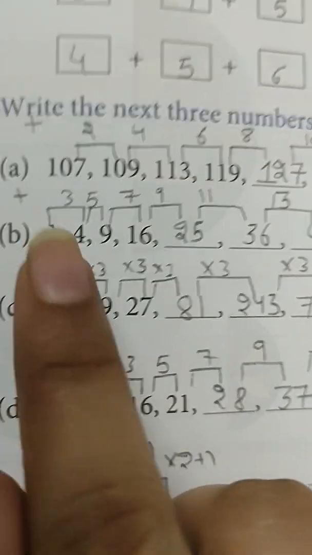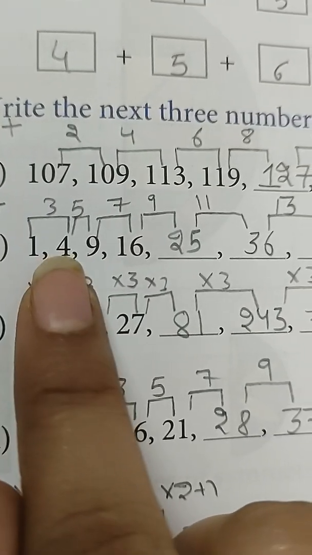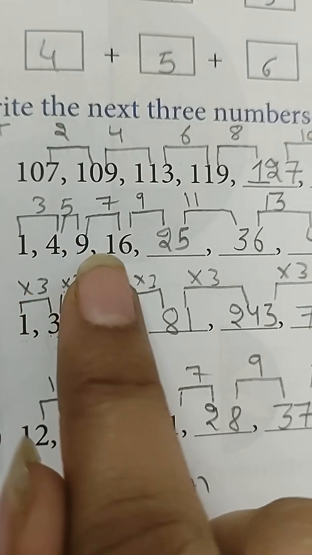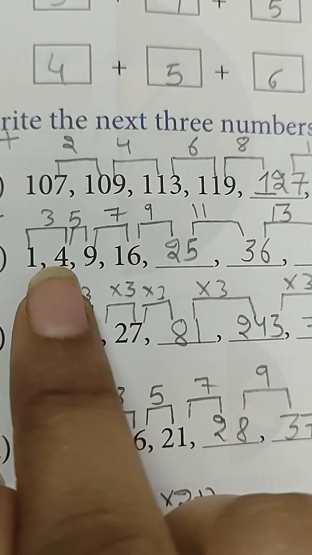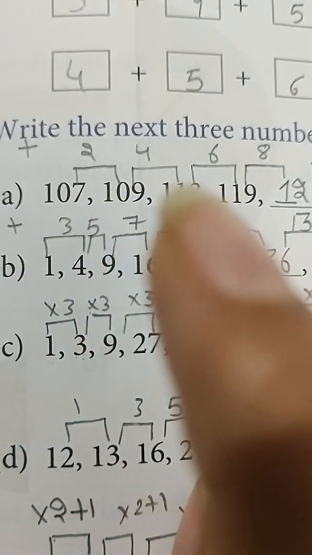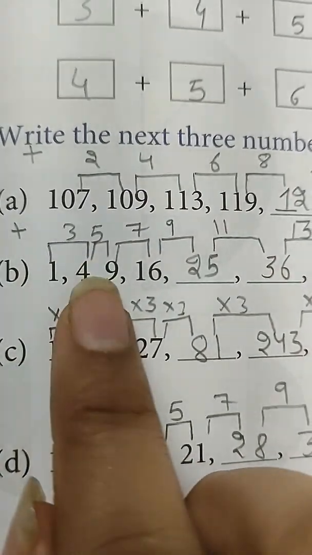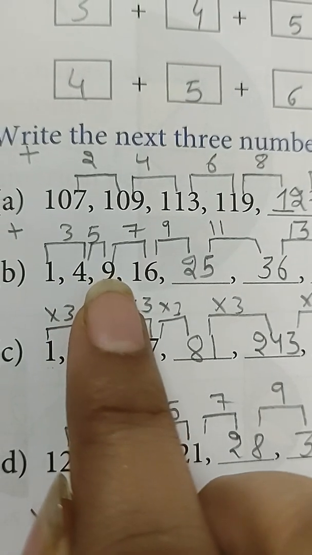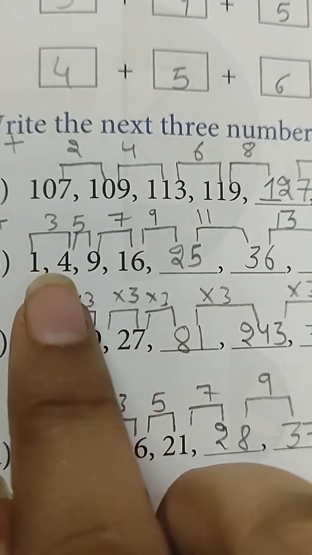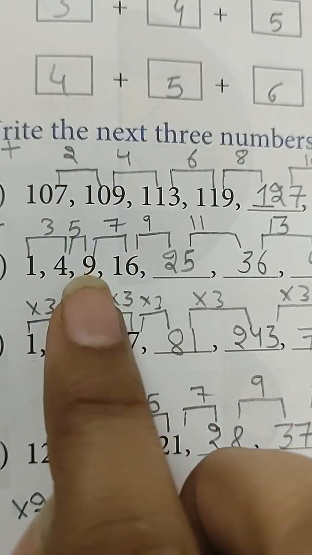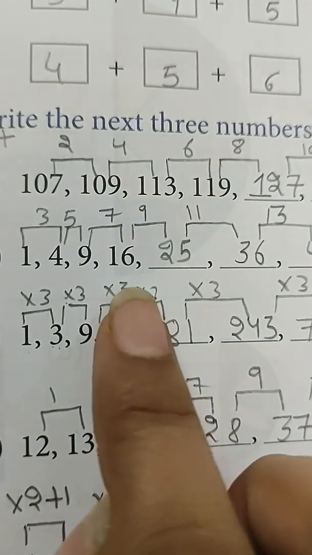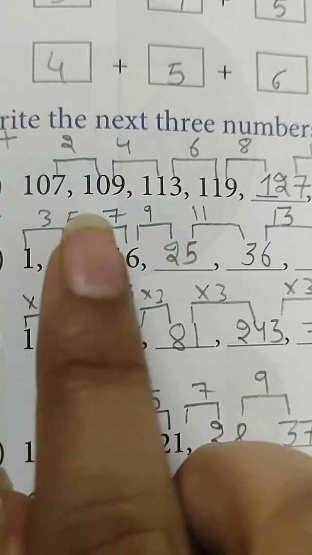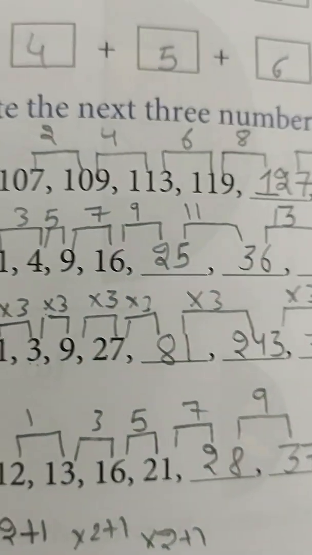Now please come here. As you can see, 1 plus 3 is 4. Okay, 1, 4, 9. Now we have to see how many it is adding. So 1 plus 3 is 4. Then 4, how many will you add so that you get 9? So 4 plus 5 is 9. Now how many will you add so that you get 16? 9 plus 7 is 16. So as you can see here, 3, 5, 7, odd numbers we are adding.